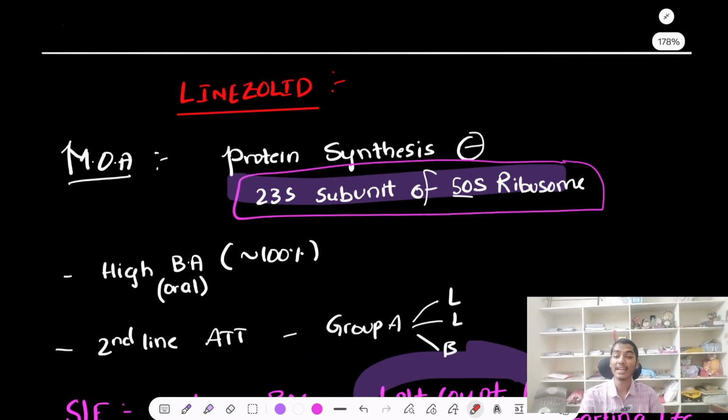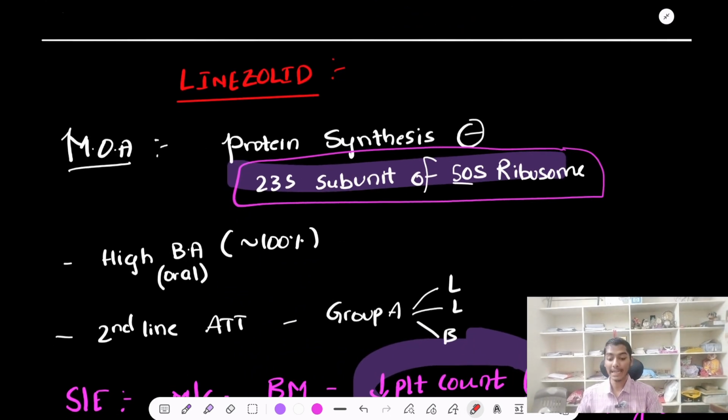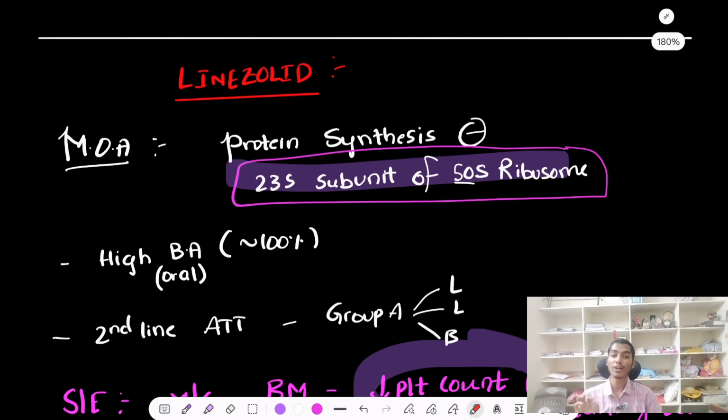Then we have linezolid. It acts by inhibiting protein synthesis by binding to the 23S subunit of the 50S ribosome, right?